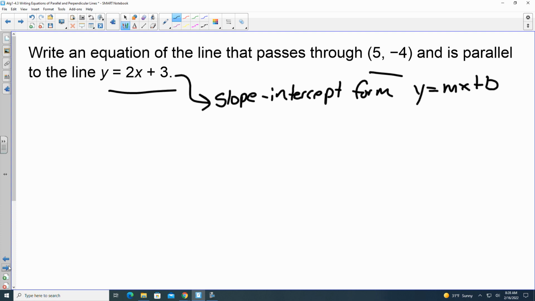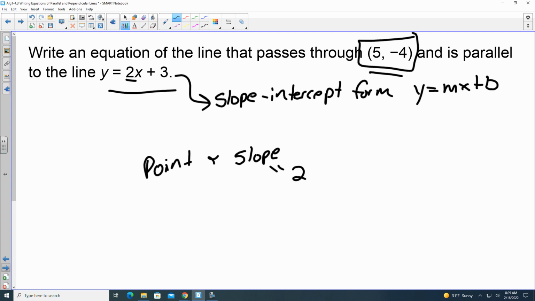The next thing is we have our point, 5 comma negative 4. That means we have a point and we know the slope. Since the slope of the given line is 2, the slope of the line that we need to create needs to also be 2. So this is 2, and we have our point, which is 5 comma negative 4.